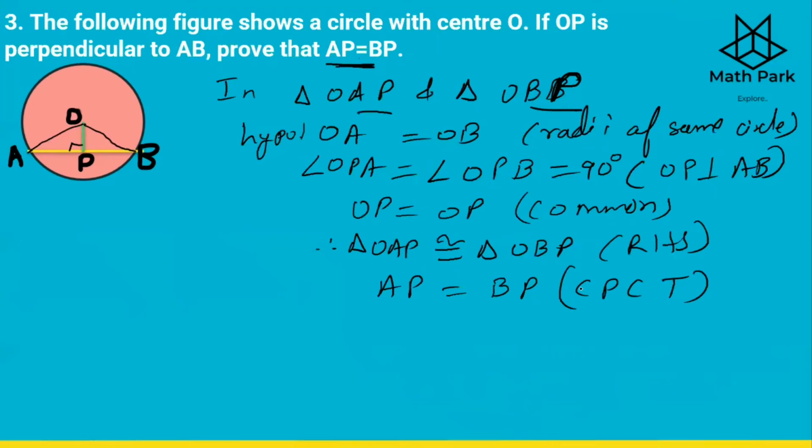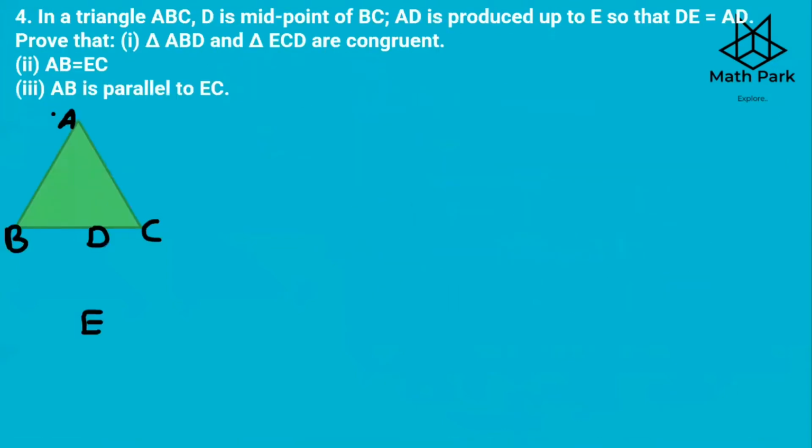Got it? In triangle ABC, you are given that D is the midpoint of BC. Then AD is produced to E such that DE is equal to AD. You have to prove that triangle ABD is congruent to triangle ECD. And then they have to prove AB is equal to EC and AB is parallel to EC. So these are the things which are given.